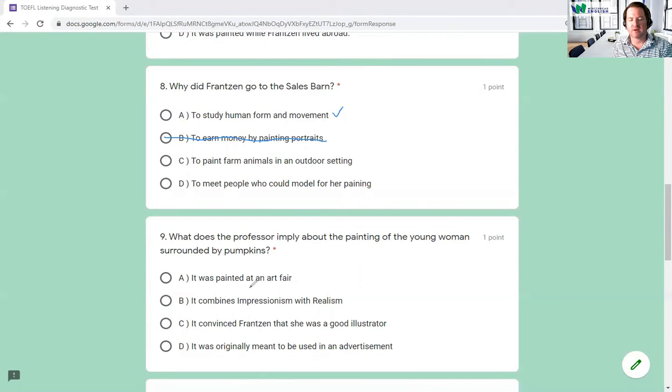To paint farm animals in an outdoor setting. Don't believe so here, no. To meet people who could model for her painting. No, not this one either. So the answer here is going to be A.